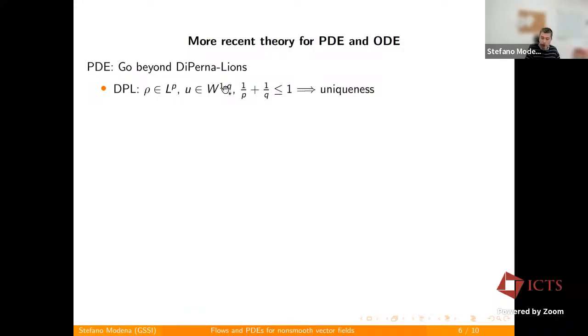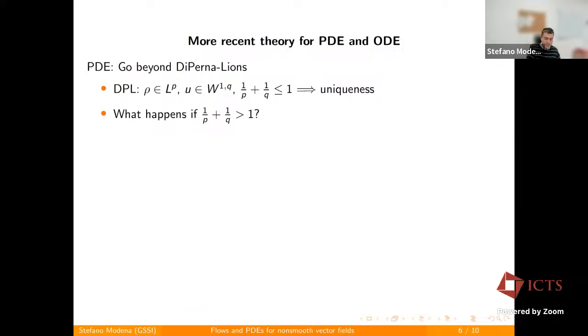And then the natural question that one can ask is what happens if 1/p + 1/q is strictly bigger than 1? Okay, so this is the kind of question that is left open after the deterministic theory. And there have been recent developments about this question, which I will mention in the next slides.